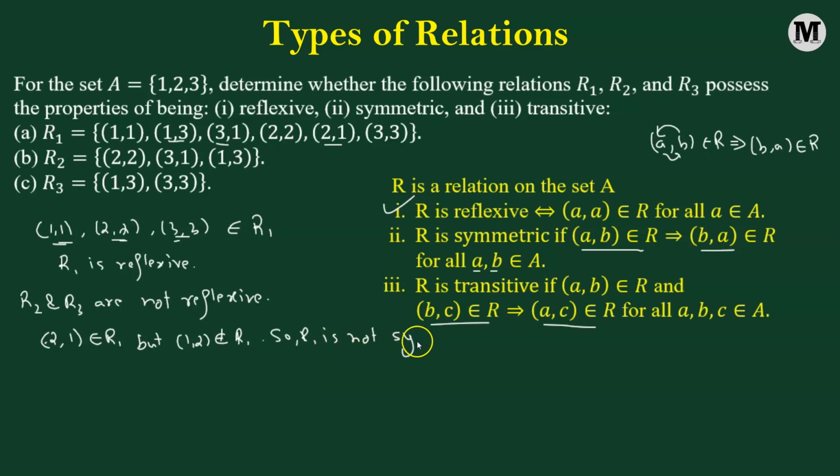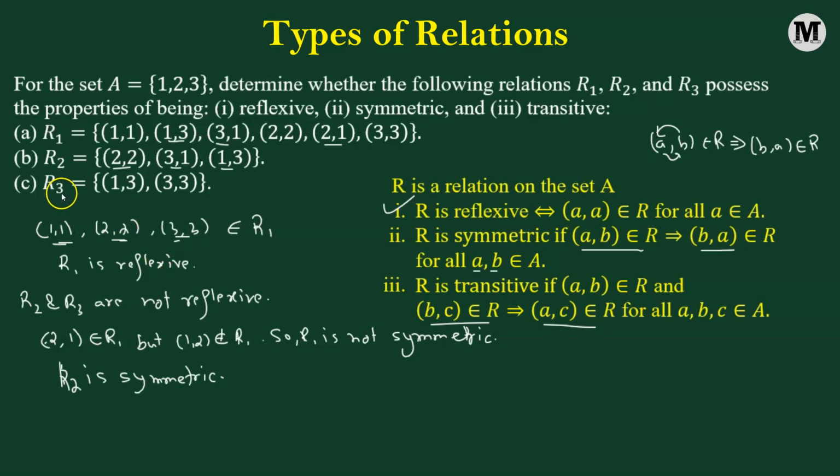This is not going to be a symmetric relation. Okay, so let's check for R2 and R3. We don't have to worry about 2, 2. Now if we have 3, 1, then 1, 3 is present in R2. Fine. So here R2 is clearly a symmetric relation. So we'll say R2 is symmetric on the set A.